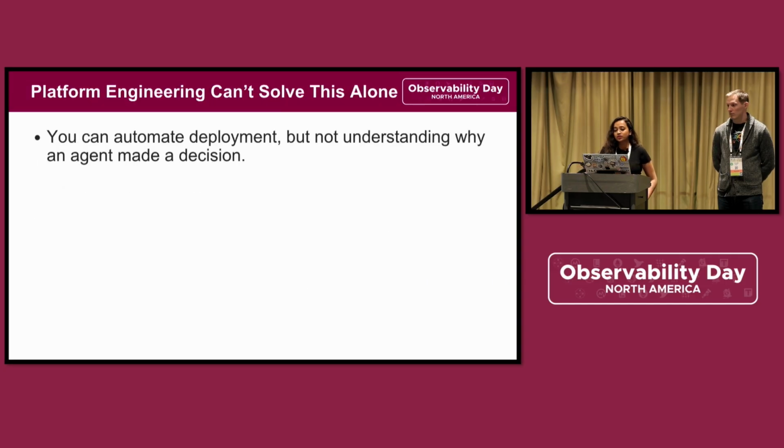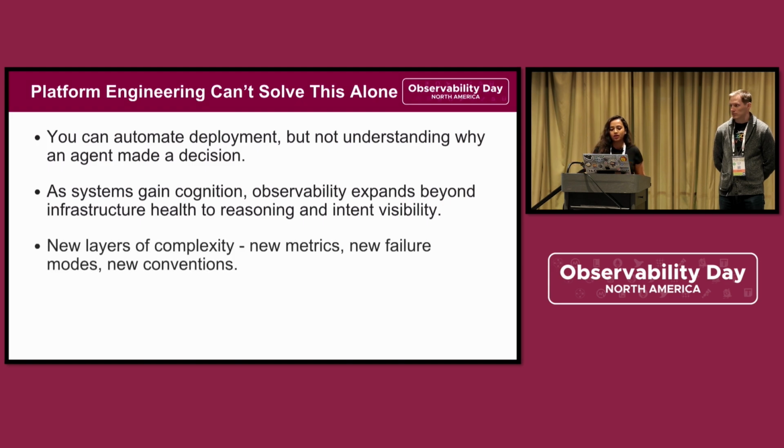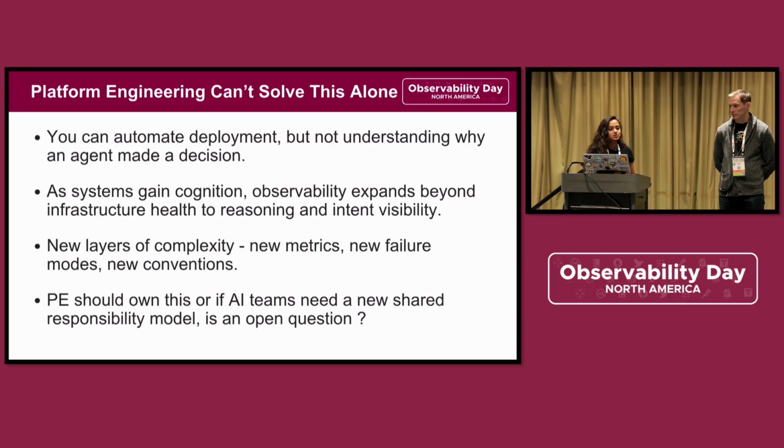So platform engineers can't solve this alone. You can automate the deployment, but not understanding why an agent made a decision. As a system gains cognition, observability expands beyond infra health, because now it moves to reasoning. And then again, we have new layers of complexity. We need to define new metrics, new failure modes, and new conventions. So again, does this come to the platform engineering team, or should they collaborate with the AI teams? This is an open question.